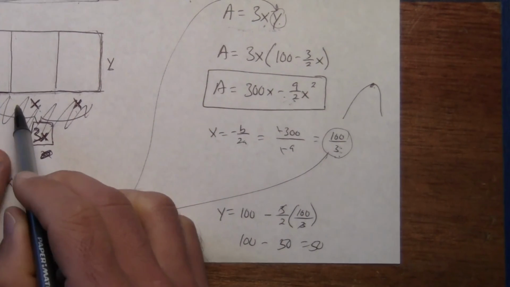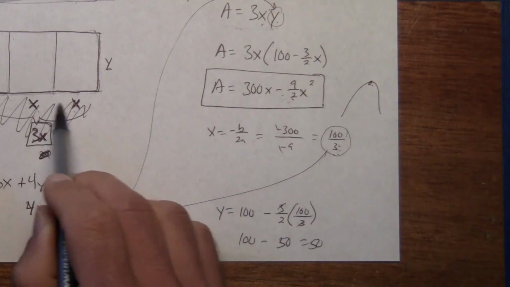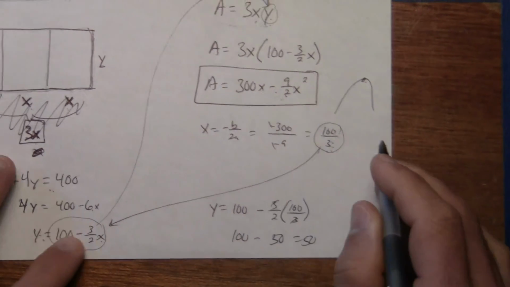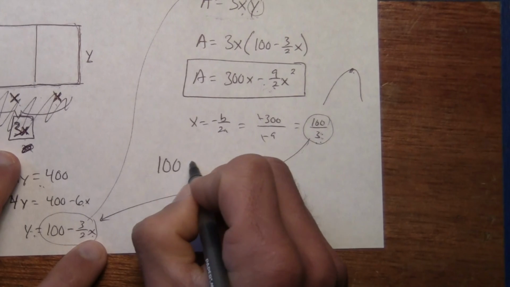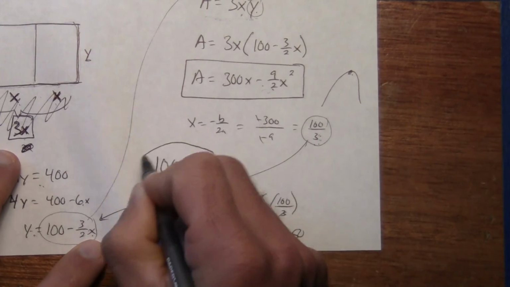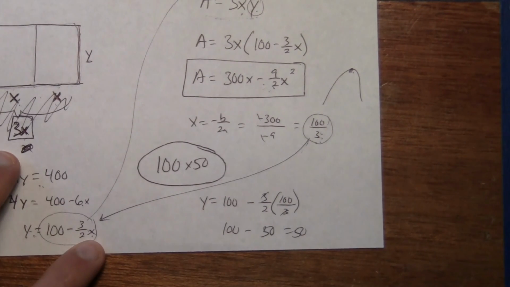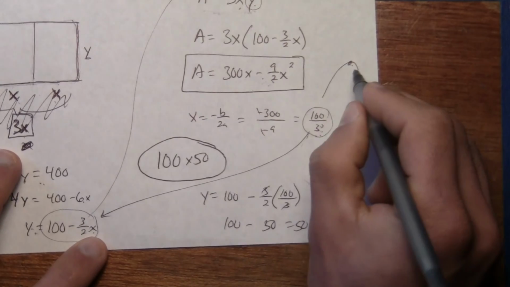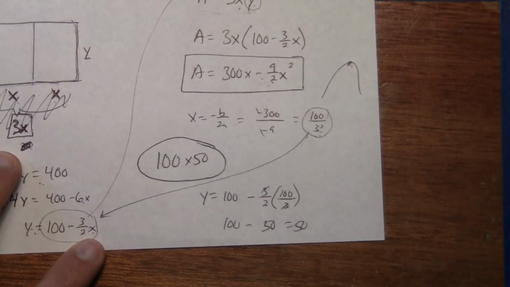So the dimensions are 100 thirds, 100 thirds, 100 thirds. Add them together, that's 100 by 50. So the dimensions of this pen would be 100 by 50. And that's the actual answer that they're looking for. If they wanted to know what is the maximum area, not the dimensions that give it, I would need to plug this back into this equation to figure out the y value.